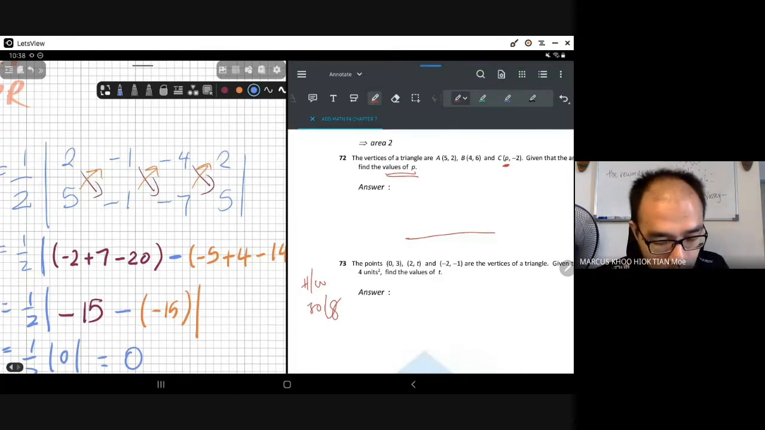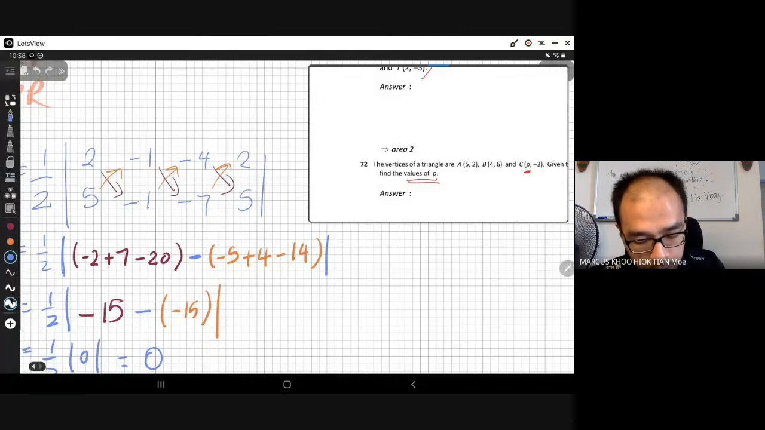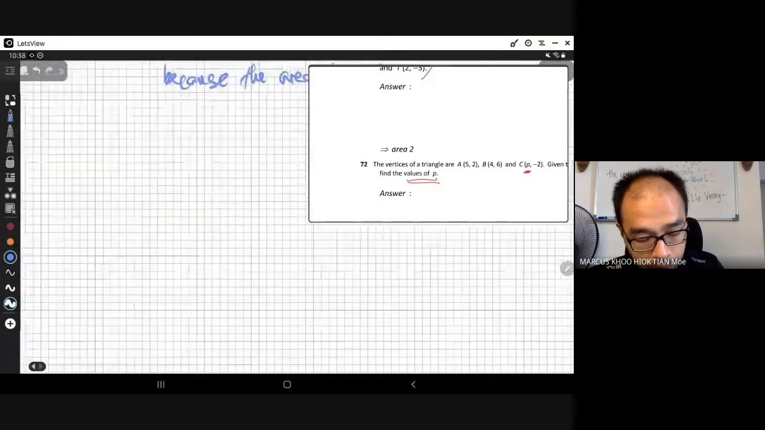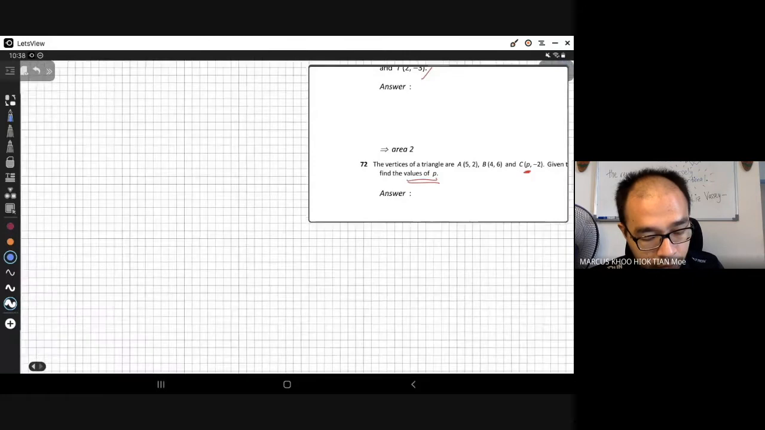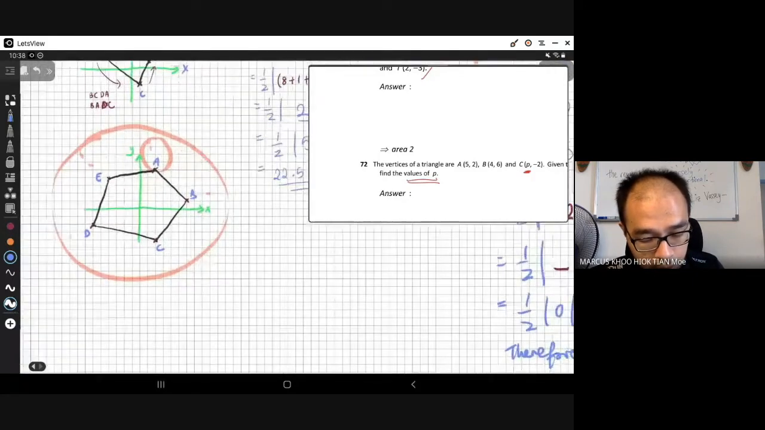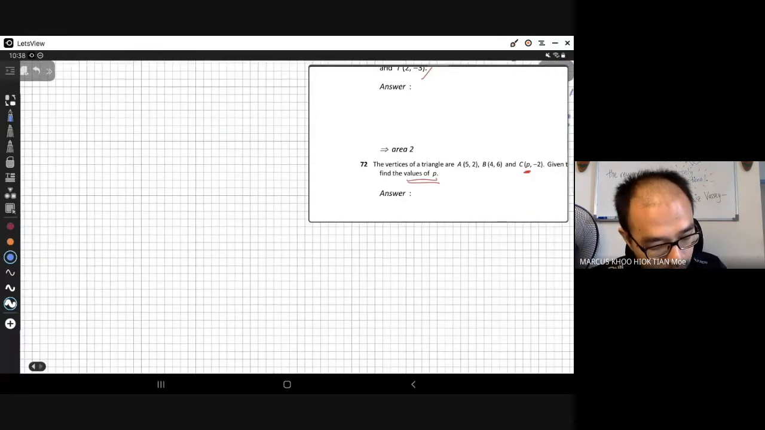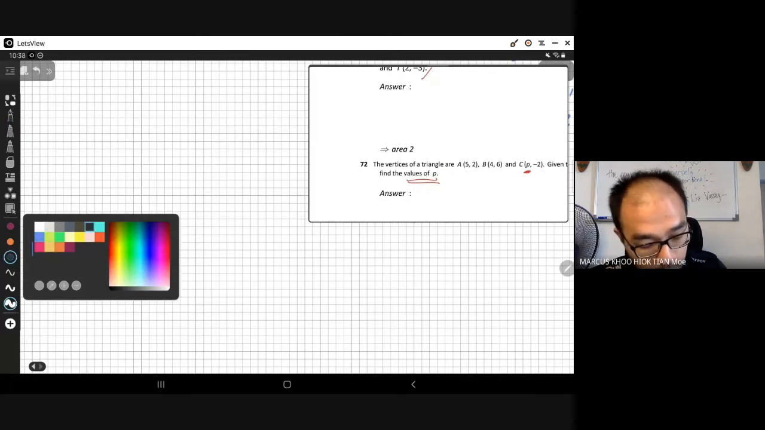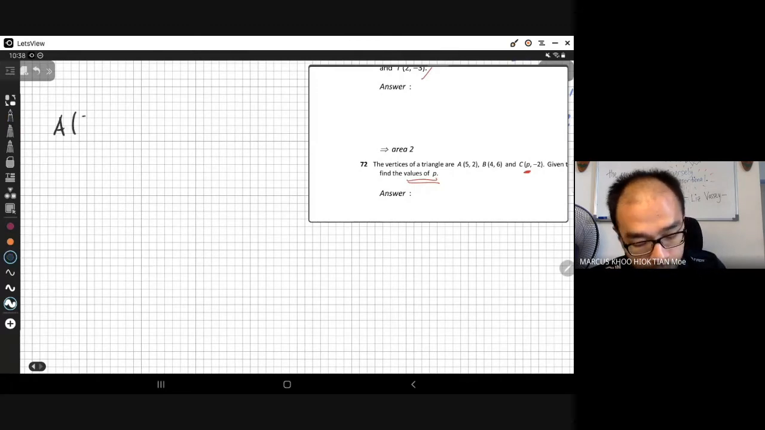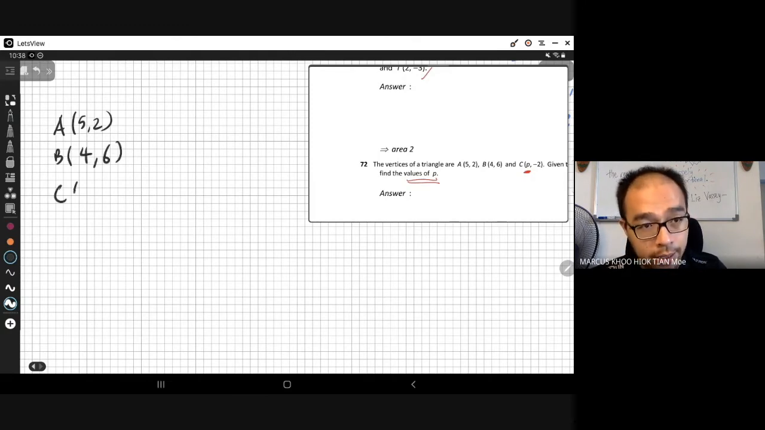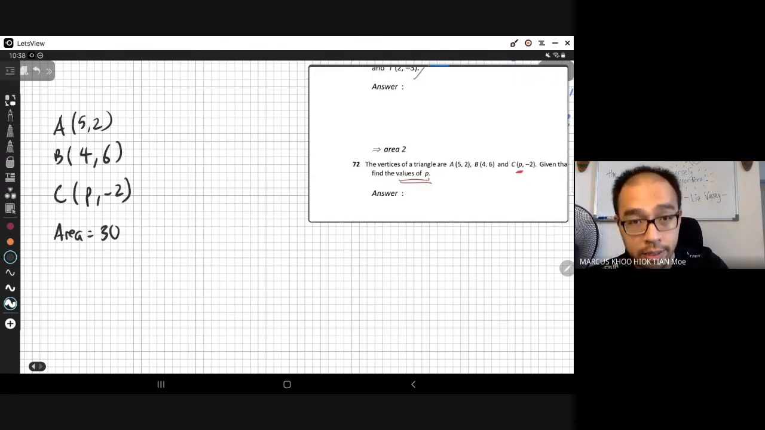Let's go down. Let me list down everything first. So they say that A is (5, 2), B is (4, 6), and C is (P, -2). Then they say that the area is 30. Yeah, the area is 30.